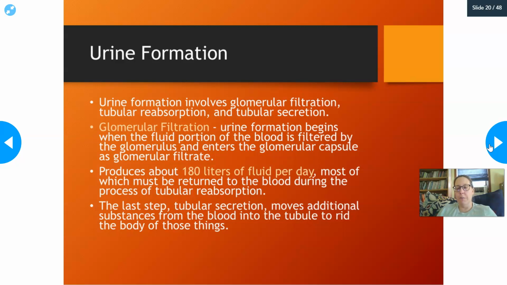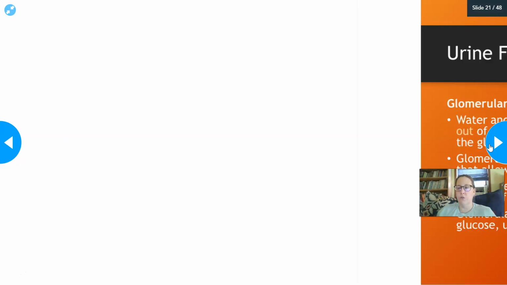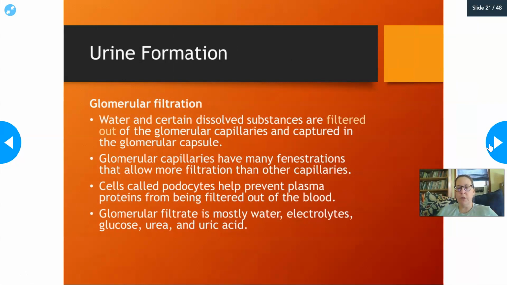It's a way for your body to dump additional substances in the blood that maybe did not make it out through filtration, and to get rid of some things. So certain drugs can be dumped that way through tubular secretion. Okay, so let's start with step 1, glomerular filtration.